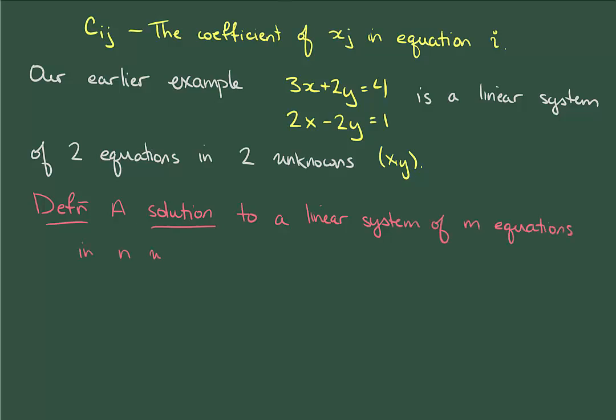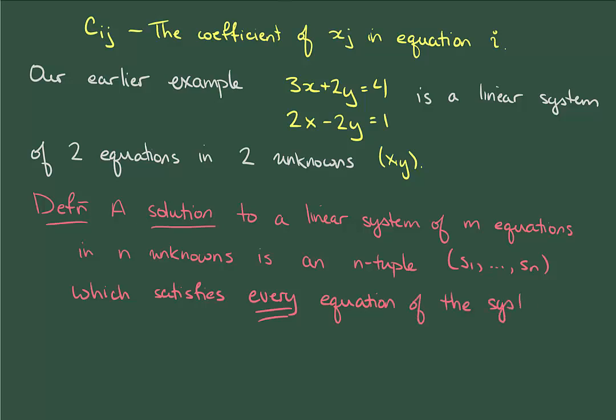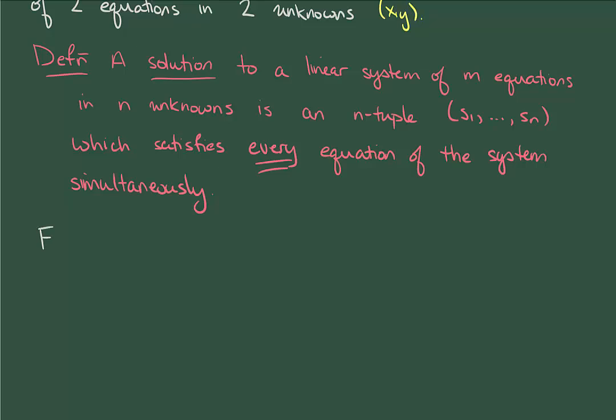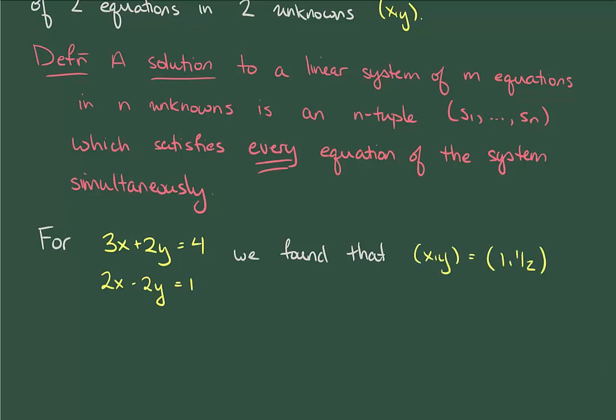So if our system has n unknowns, a solution is an n-tuple of numbers which satisfies every one of those equations simultaneously. If we revisit the example above, we found there that (x, y) equals (1, 1/2) was a solution. However, note that (2, negative 1) is not a solution.